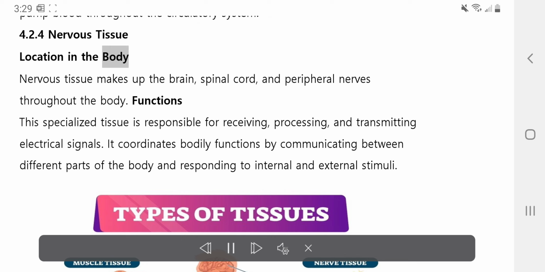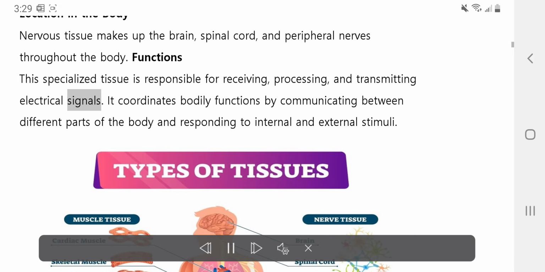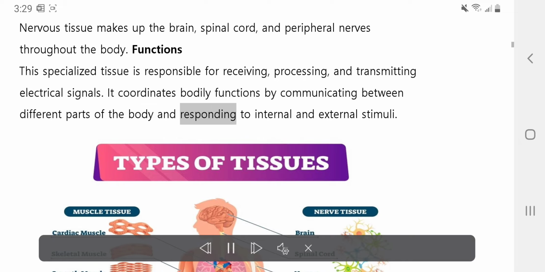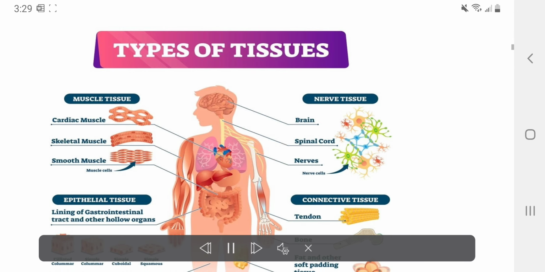Location in the body. Nervous tissue makes up the brain, spinal cord, and peripheral nerves throughout the body. Functions. This specialized tissue is responsible for receiving, processing, and transmitting electrical signals. It coordinates bodily functions by communicating between different parts of the body and responding to internal and external stimuli.